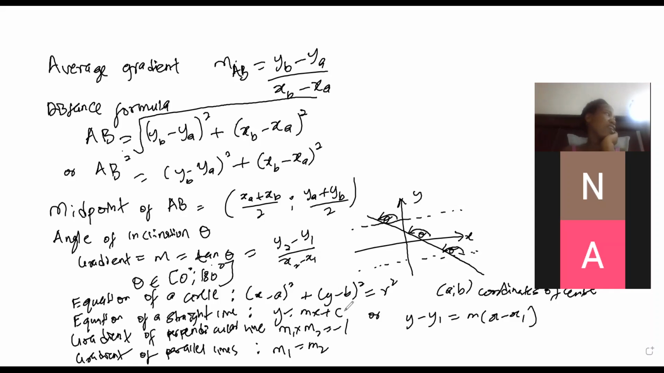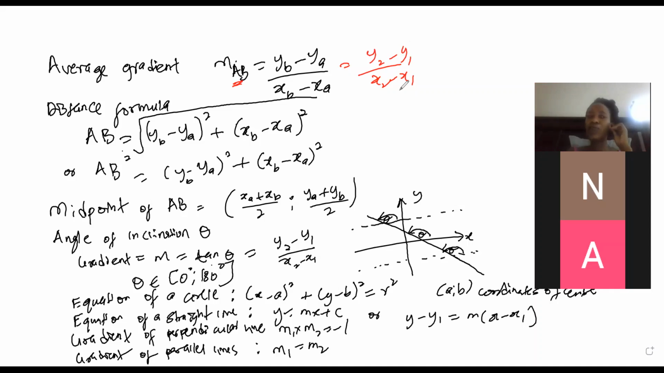Average gradient of a line passing through 2 points, points A and B. In this case, it will be your change in y over change in x. So that's just the normal gradient, whether you're going to have y2 minus y1 over x2 minus x1. Okay, the normal gradient of the line. So if they were giving you 2 points, they ask you to calculate the gradient of that line, that's the equation you're going to use.